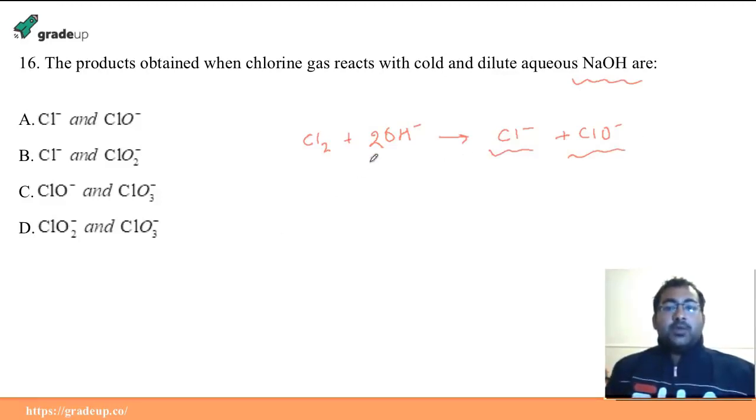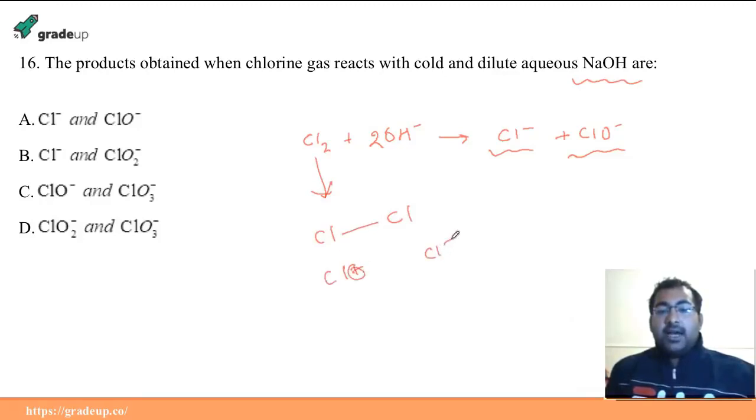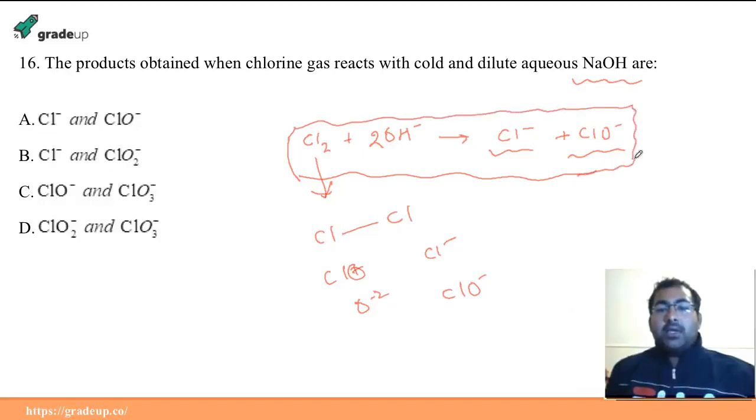All right, so basically it's a heterolytic fission of the Cl bond. So you get a Cl plus and a Cl negative. Cl negative remains the same. Cl plus gets attached to the O2 negative and forms ClO negative. So this is pretty much what happens when you have chlorine gas in a cold dilute aqueous solution. So here option A is correct.